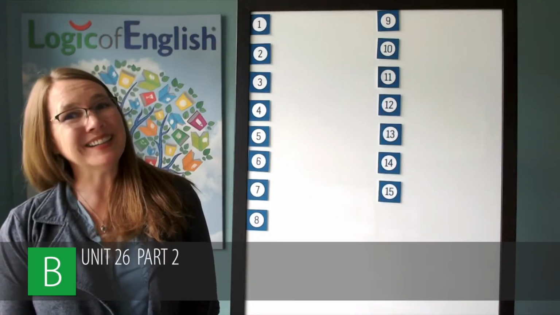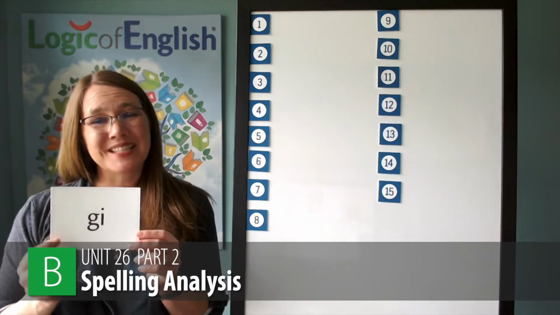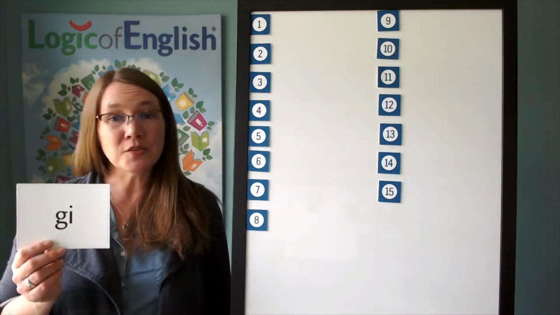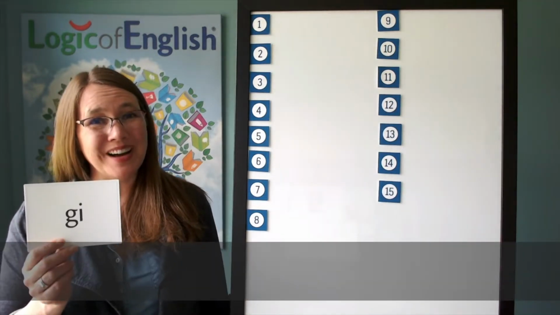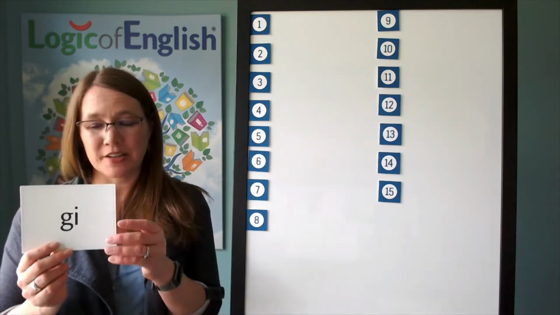It's time for a spelling analysis. And today we get to use two multi-letter phonograms. This says /j/. Notice this phonogram follows the rule: G may soften to J before an E, I, or Y. And you'll also notice that in this phonogram, I is part of the multi-letter phonogram. It is not a vowel here.